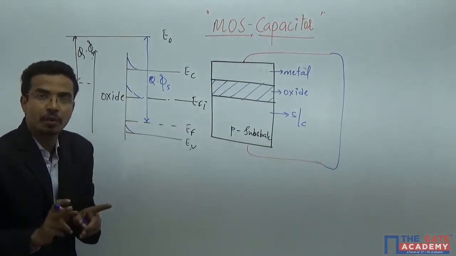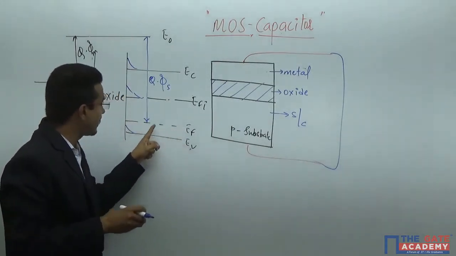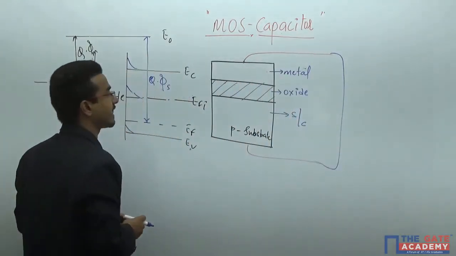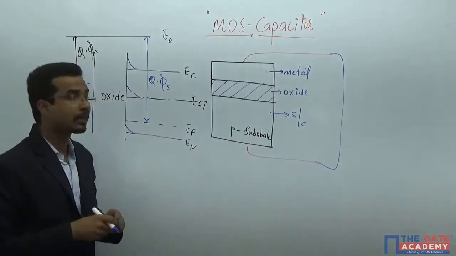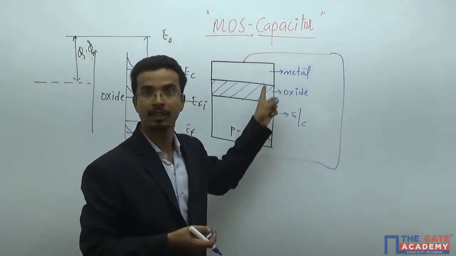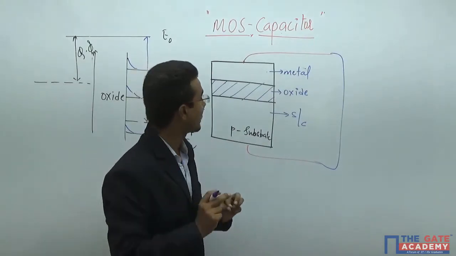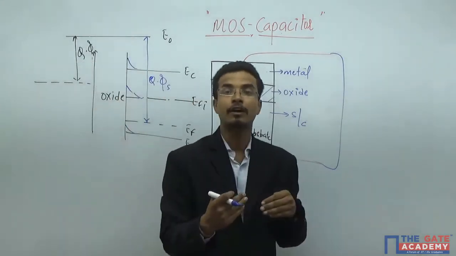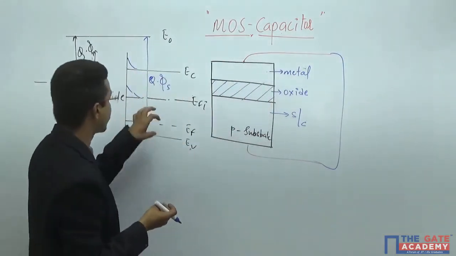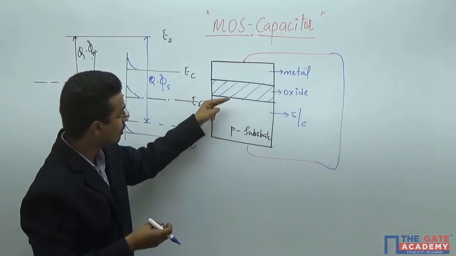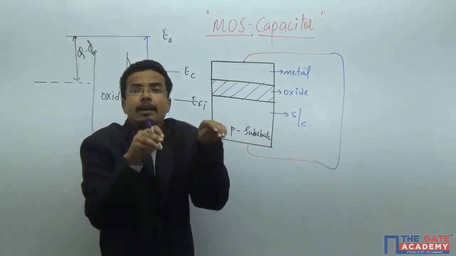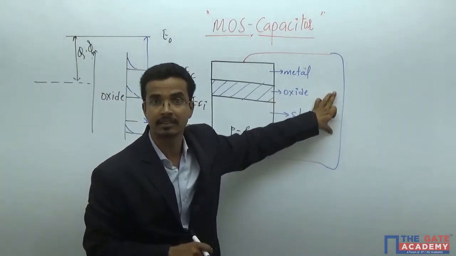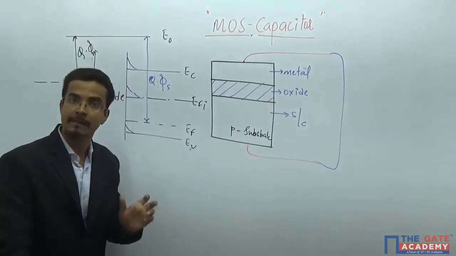Please make sure that this Fermi level should not vary, because you are not getting any conduction from here to here. The total net current in this loop will be 0. The Fermi level is the measure of the average energy of the semiconductor, and here you are not getting any current from this side to this side. That means equilibrium will be maintained for any particular voltage you apply from here. And that is the beauty of the MOS capacitor.